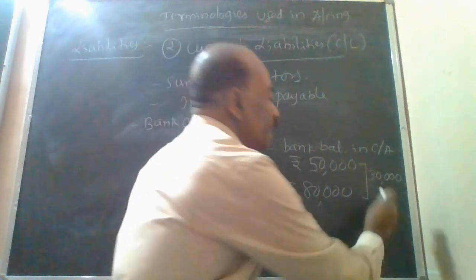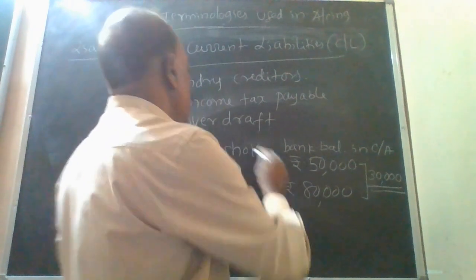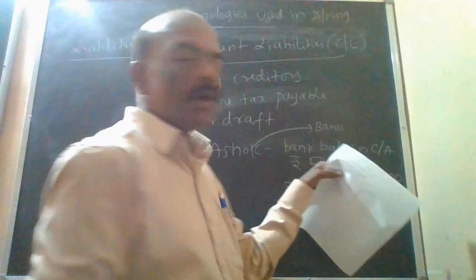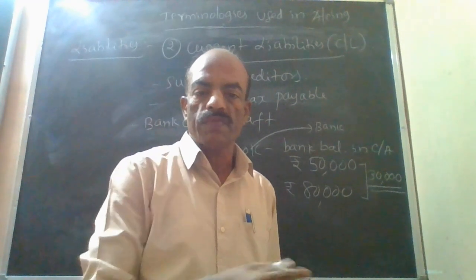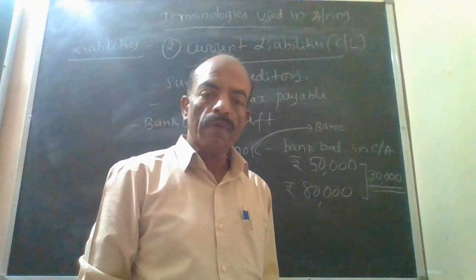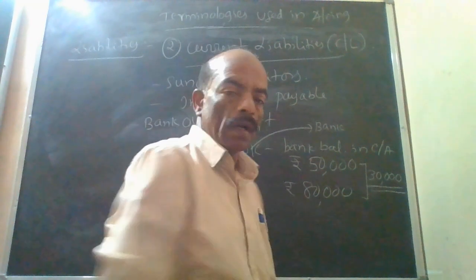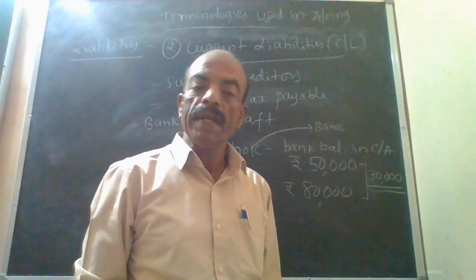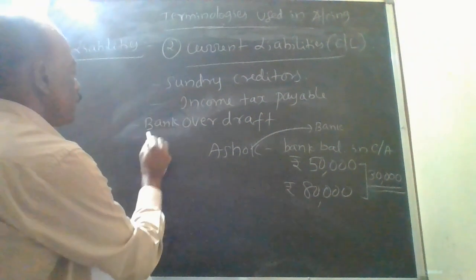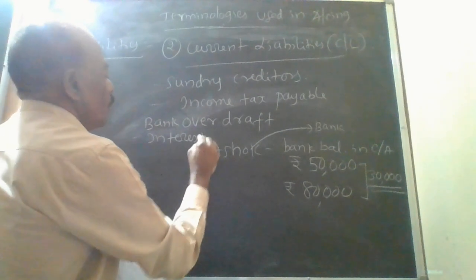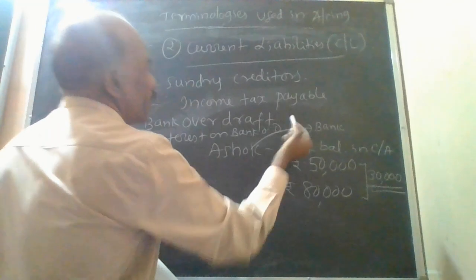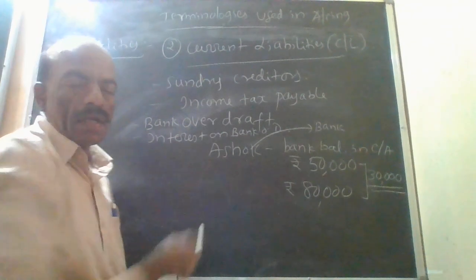Overdraft. So this 30,000 rupees is required to be paid to whom here? To the bank, because this facility is given especially for the businessman. Apart from paying the bank overdraft, he is also required to pay interest on bank overdraft. So interest on bank OD. OD means overdraft. So all these are current liabilities.